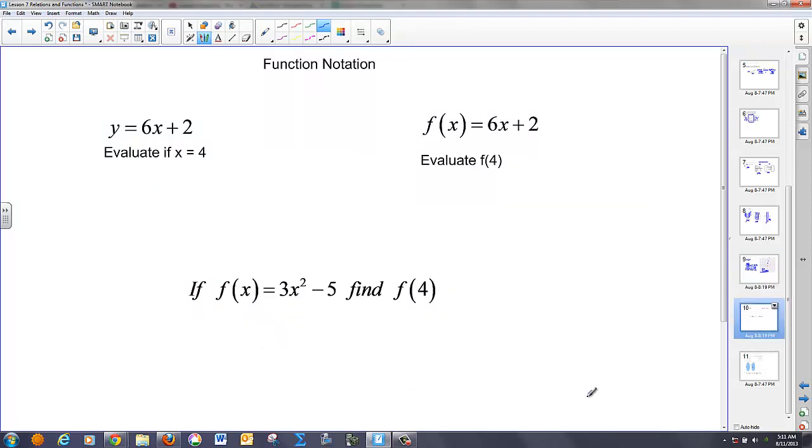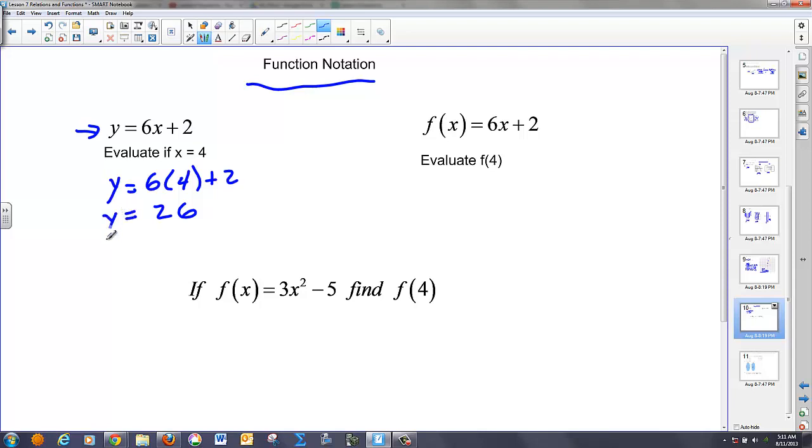Alright, now we're going to talk about function notation. We've already done some problems where, if I have the equation y is equal to 6x plus 2, I want to evaluate that if x is equal to 4, in which case we'd say y is equal to, making a substitution, 6 times 4 plus 2, or y is equal to 26. All well and good. Done that before.